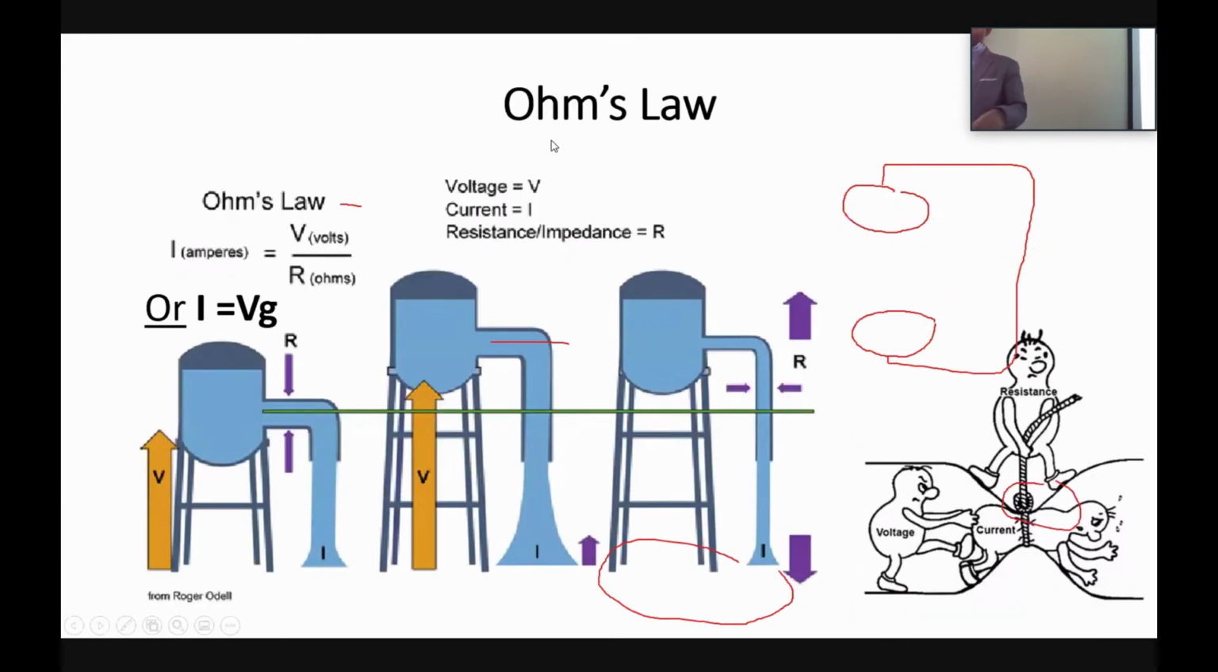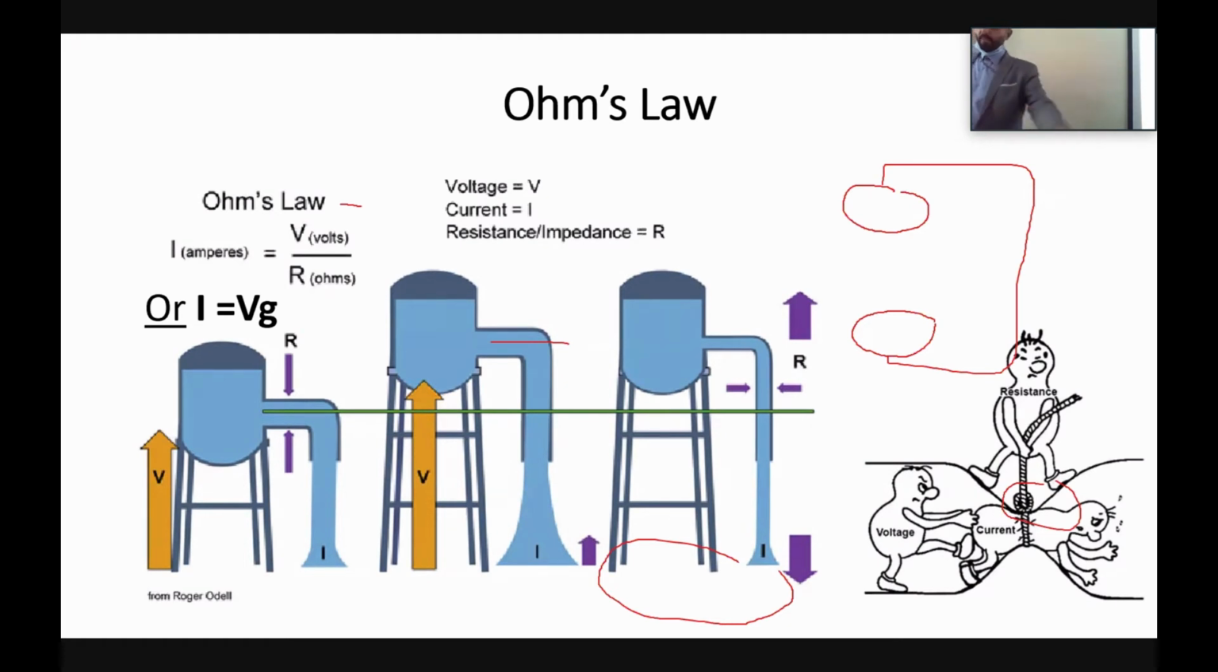Okay. So the relationship between the voltage, current, conductance, or resistance can be described by Ohm's law, which states that current equals voltage over resistance. So what does this mean? It means that the bigger the voltage is and the lower the resistance is, the bigger is the current, okay?